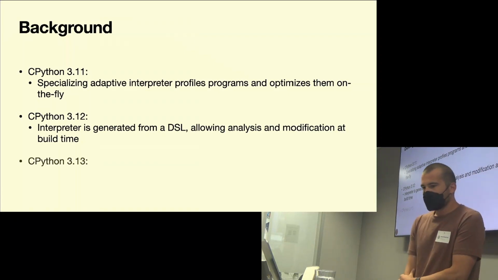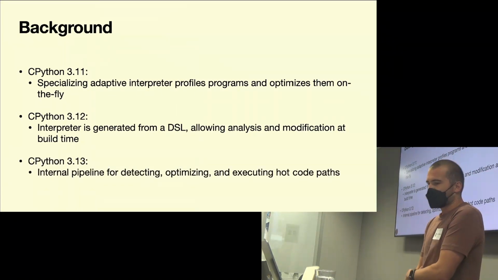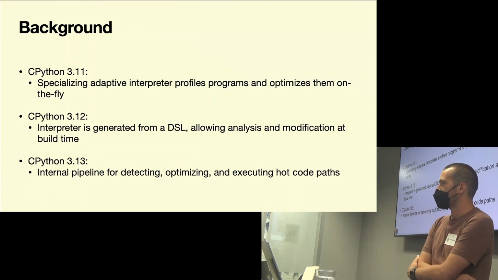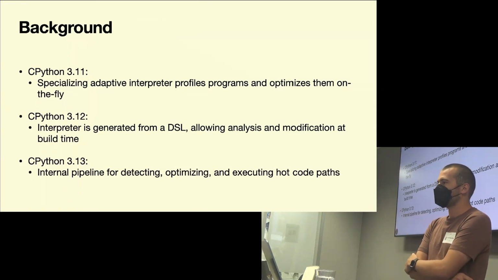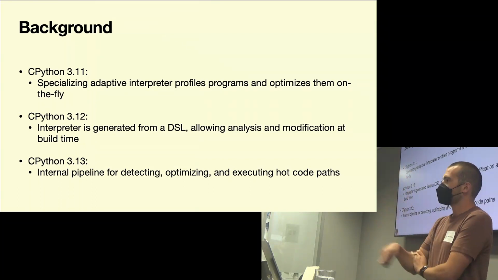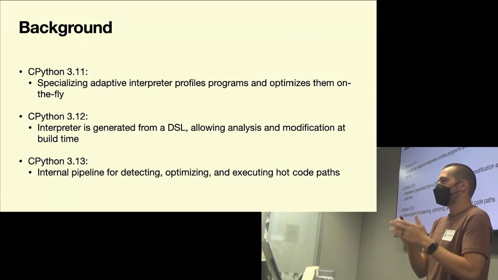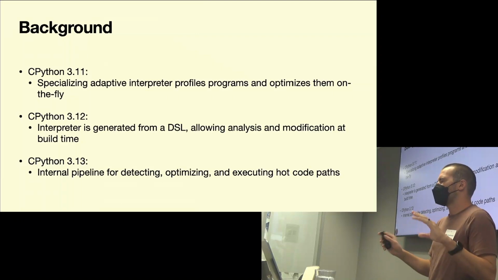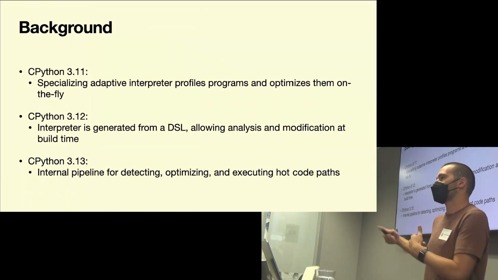So in 3.13, and again, this is all stuff that's actually currently on main, we do have an internal pipeline for detecting, optimizing, and executing hot code paths. This is off by default, but if you build Python and you set the right environment variable or pass the right X option, it's called UOPS, U-O-P-S. Basically, CPython will find hot loops in your code. It will build a trace of that loop, break it up into a more efficient representation, do some light optimization, and execute it in a second interpreter.